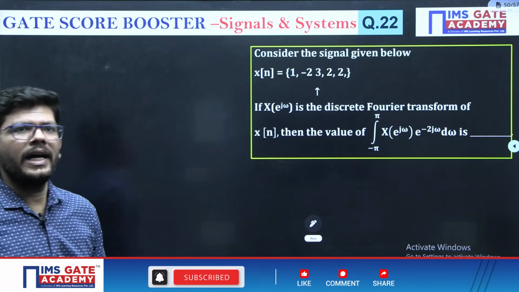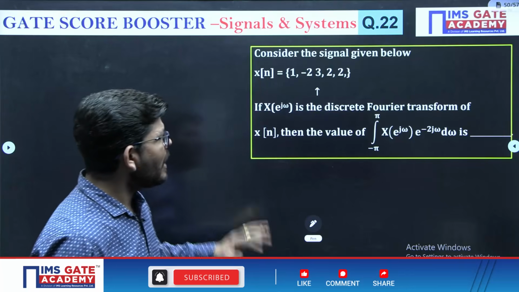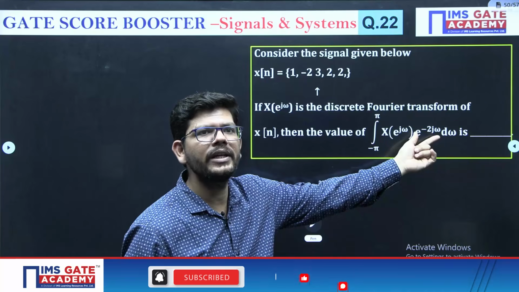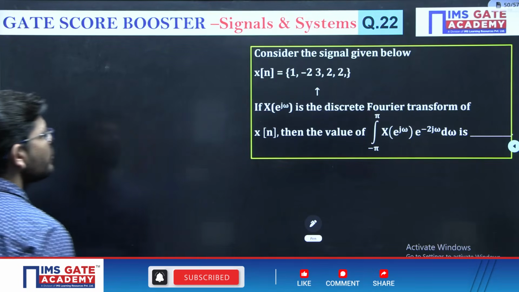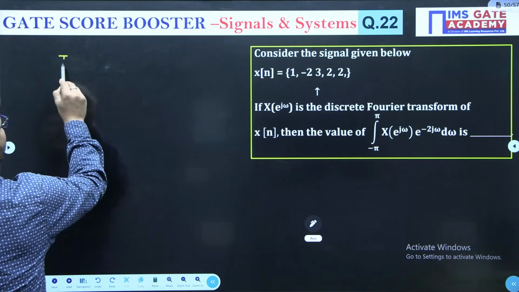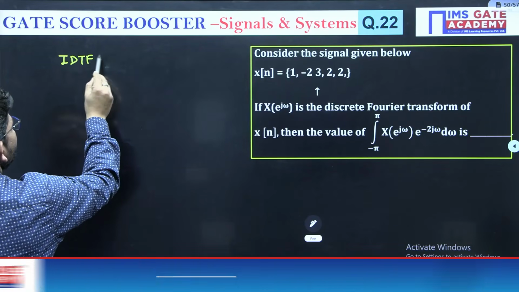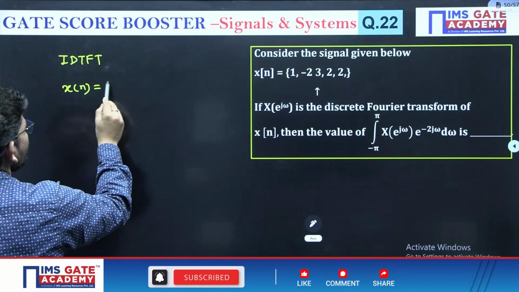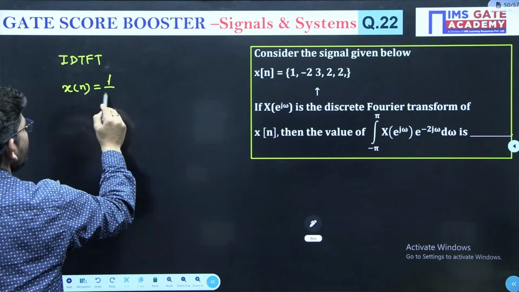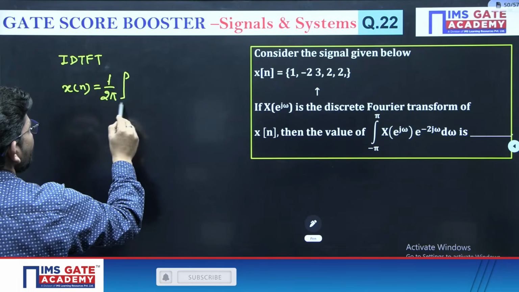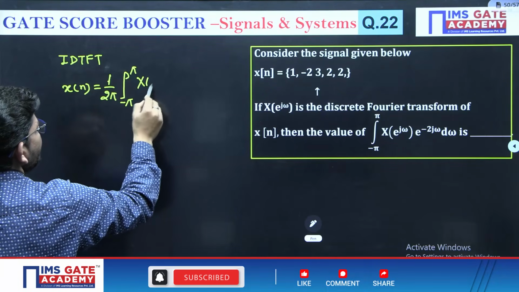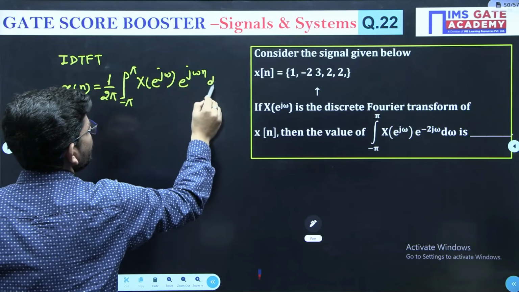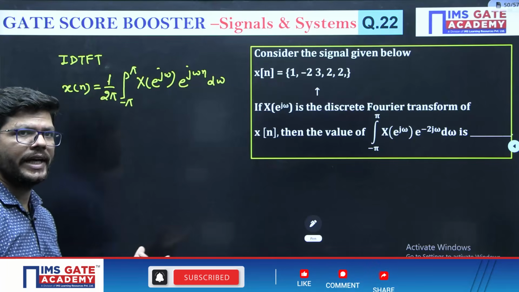Now see this one, again DTFT. In the last question you solved only this part of the integral. Now in this part they have included this one also. So what you will do? Write the IDTFT formula, the inverse DTFT formula, right? So the inverse DTFT formula is x of n equals 1 upon 2 pi, integral from minus pi to pi of X(e to the power j omega) e to the power j omega n d omega. Last time we put n equals to 0.